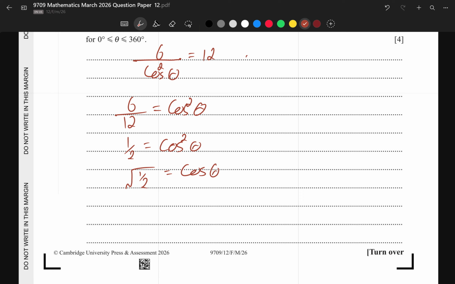So we'll get 4 answers of theta according to their respective regions, which is theta is equal to 45, theta is equal to 135, theta is equal to 315, and theta is equal to 225.